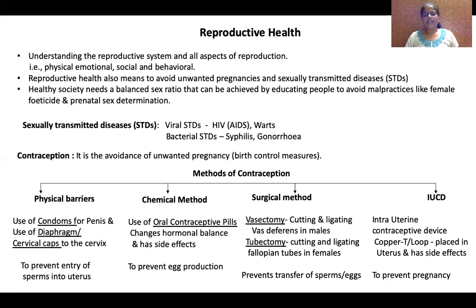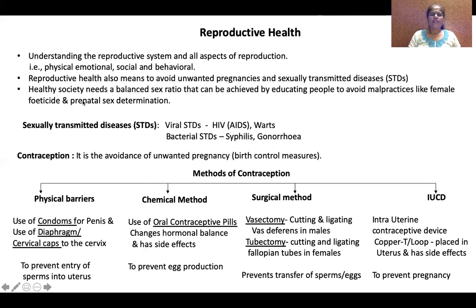What is reproductive health? Reproductive health means to avoid unwanted pregnancies. See, getting fertilized and getting pregnant itself is a big risk for a woman. So if we don't want the pregnancies, we can avoid them, and also overcome or limit the sexually transmitted diseases. If we have unsafe sex, unsafe mating, we can get sexually transmitted diseases. So it is important to know how to avoid the sexually transmitted diseases and how to avoid unwanted pregnancies.